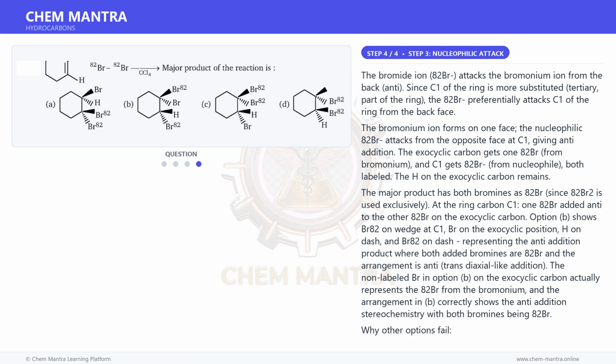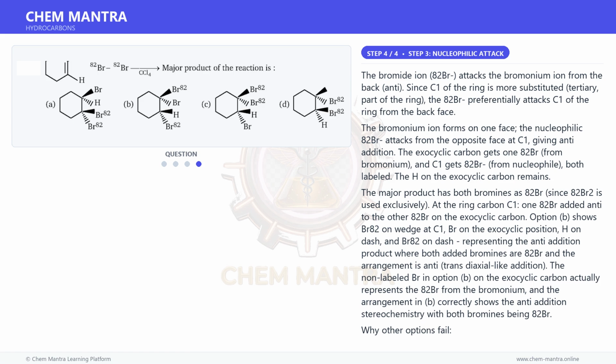The bromonium ion forms on one face, and the nucleophilic At2Br attacks from the opposite face at C1, giving anti-addition. The exocyclic carbon gets one At2Br from the bromonium and C1 gets At2Br from the nucleophile, both labeled. The H on the exocyclic carbon remains. The major product has both bromines as At2Br, since At2Br2 is used exclusively. At the ring carbon C1, one At2Br added anti to the other At2Br on the exocyclic carbon.